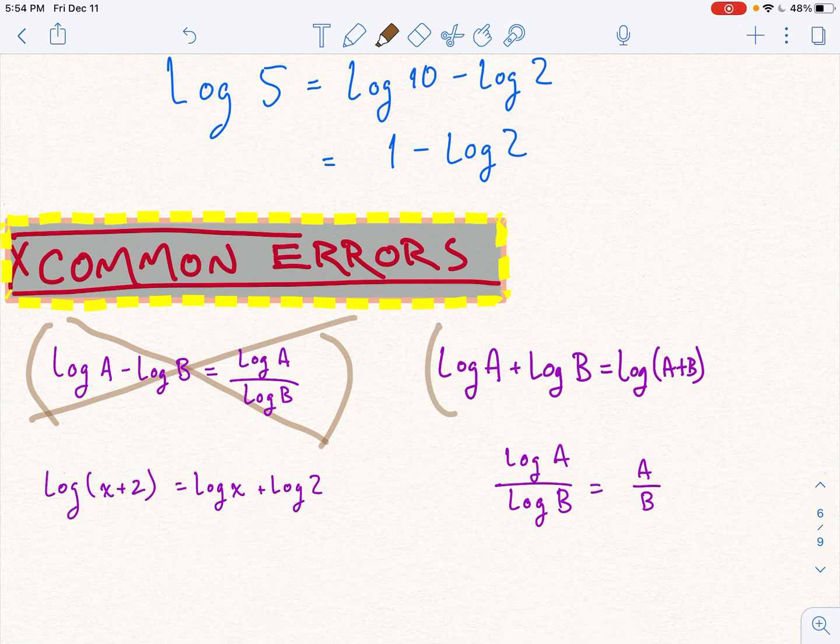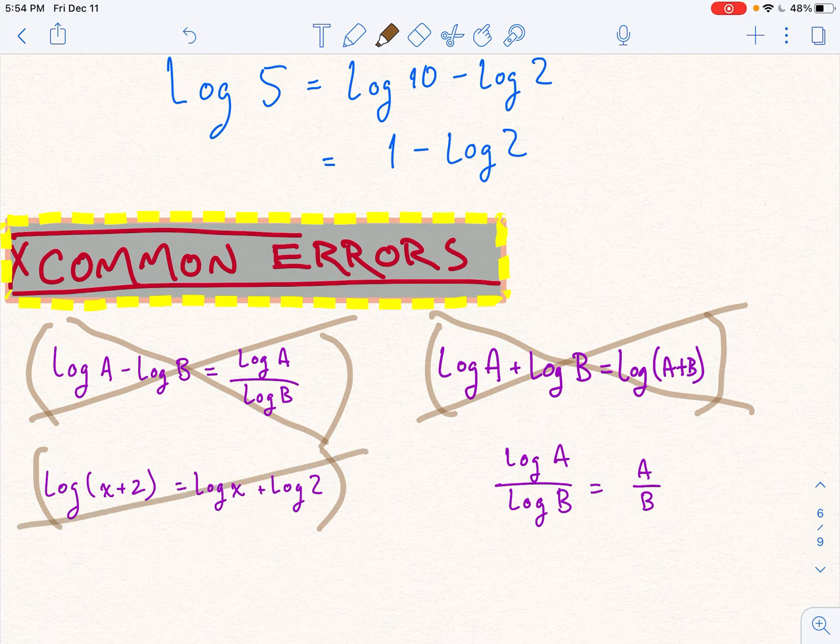No, I certainly understand the temptation to use that, but that is just simply not true. In fact, the log of a sum, like log of x plus 2 down here, cannot be simplified. There's just nothing you can do with that. It doesn't really simplify or expand in any way at all.